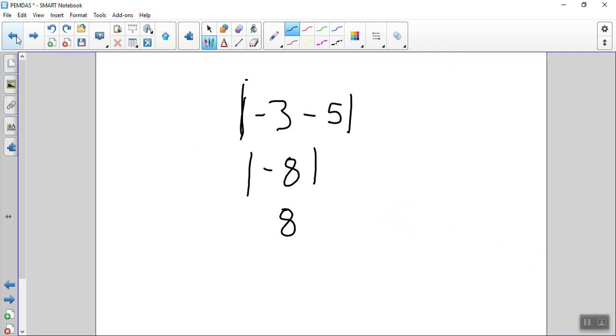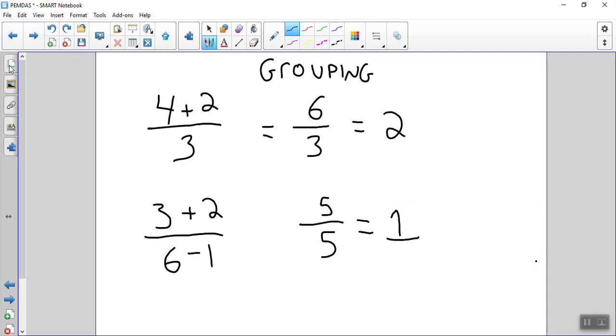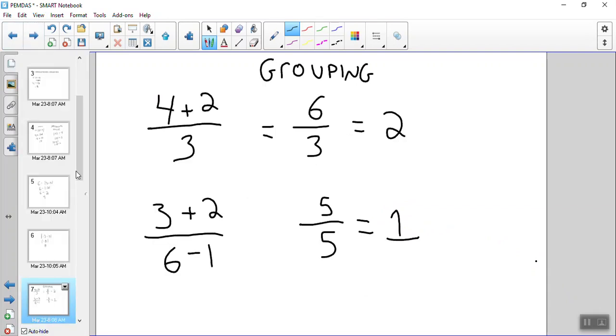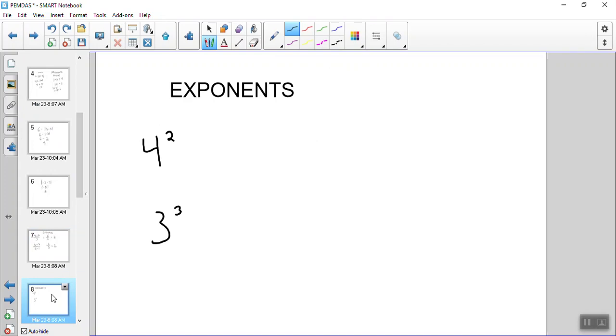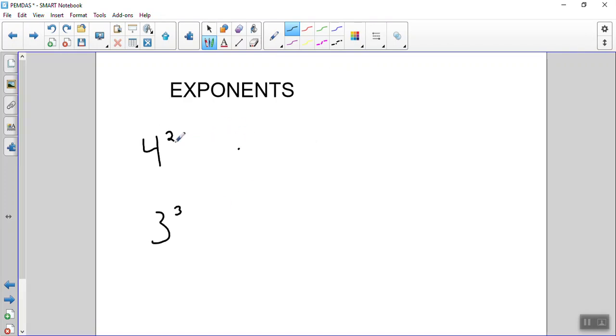So that's the G. The E stands for exponents. So 4 to the power of 2, or 4 squared, is 16. Because that 4 squared means 4 times 4. And 4 times 4 is 16. 3 to the power of 3, or 3 cubed, is the same thing as 3 times 3 times 3. And that is 27.